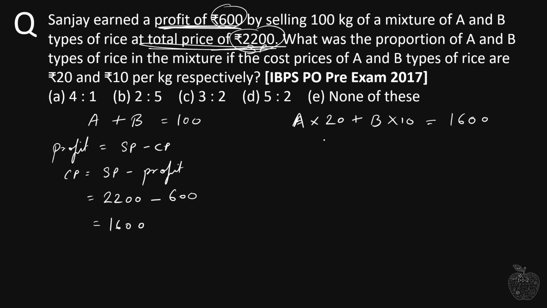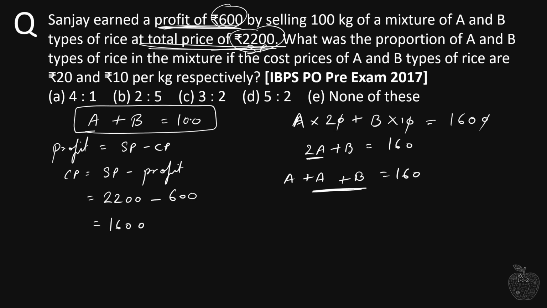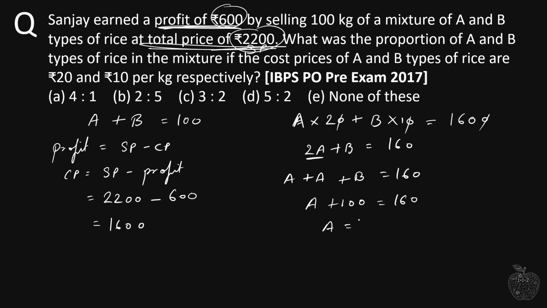Now let's solve this. Let's take 10 common, and it gets cancelled out with the zero. So we have 2A plus B is equal to 160. Now I can write this 2A as A plus A, so A plus A plus B is equal to 160. And now this A plus B we can substitute as 100, because we know that total mixture A plus B here is 100. So we get A plus 100 is equal to 160, or I can say that A here is 60. 160 minus 100 will be 60.